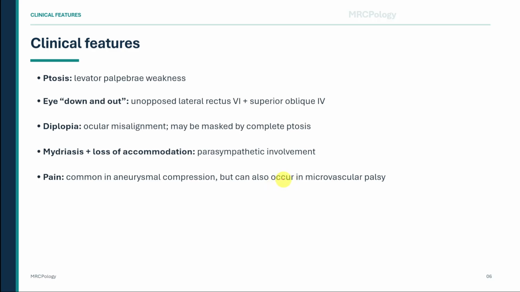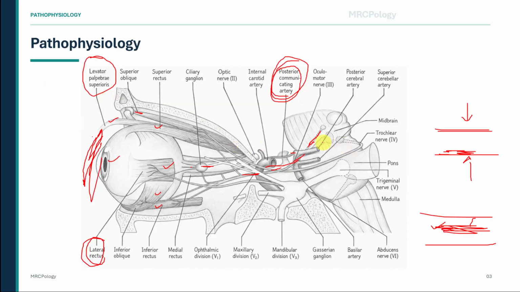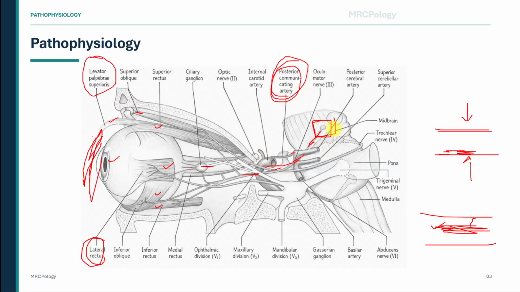Now let us go through the causes along the anatomical course of the nerve. First, midbrain causes. If the third nerve nucleus or fascicles are affected inside the midbrain, the patient may have a third nerve palsy plus other neurological signs. Causes include midbrain stroke, demyelination such as multiple sclerosis, tumor, inflammation, or compression. A classic midbrain syndrome is Weber syndrome. In Weber syndrome, there is an ipsilateral third nerve palsy with contralateral hemiparesis.